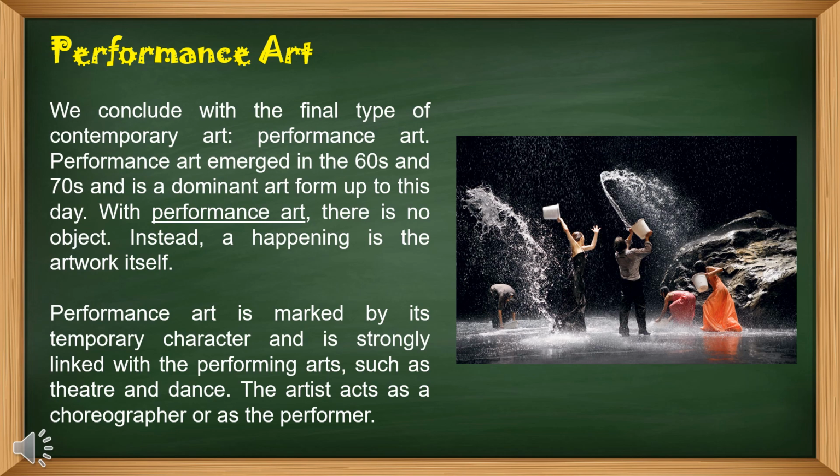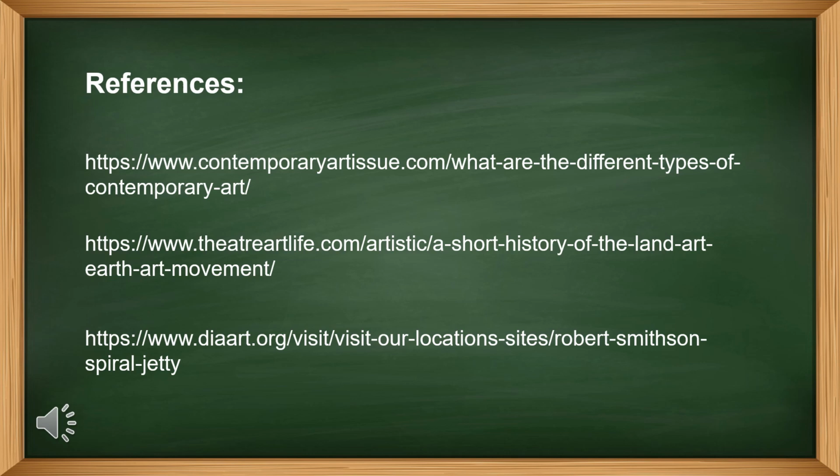Performance art. We conclude with the final type of contemporary art, performance art. Performance art emerged in the 60s and 70s and is a dominant art form up to this day. With performance art, there is no object. Instead, a happening is the artwork itself. Performance art is marked by its temporary character and is strongly linked with the performing arts, such as theater and dance. The artist acts as a choreographer or as the performer.